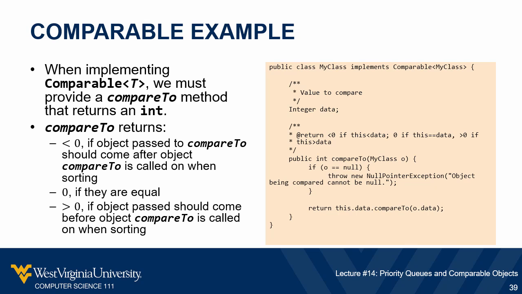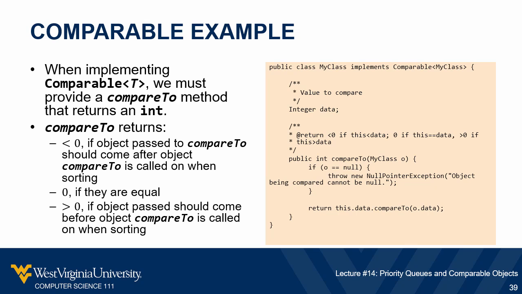Compare to will return 0 if the two objects are equal. So if I had an object that was storing 5 and I called compare to on it and passed 5 as an argument, I would get 0 back. Compare to will return a positive number if the object that we're passing as an argument should come before the object that we're calling compare to on.